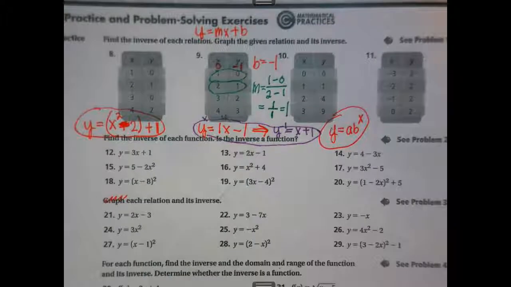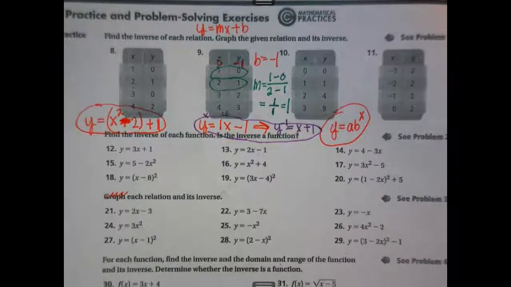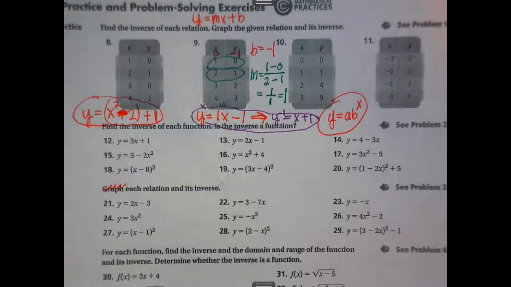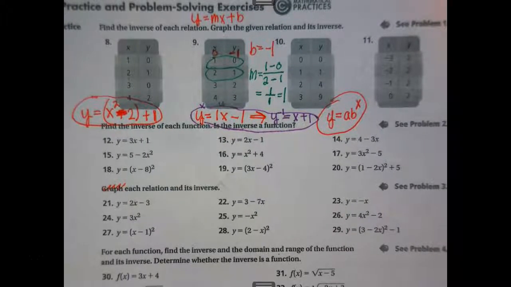Are you good? You need any more help? Do this homework packet, and then tomorrow you do the quiz preview in class. We'll go over the quiz preview on Monday, and Tuesday we'll take the quiz. All right?